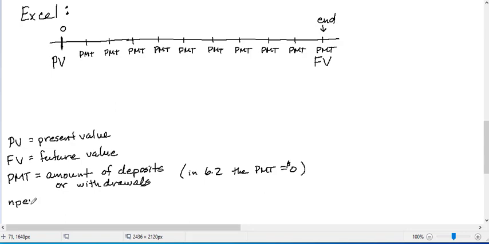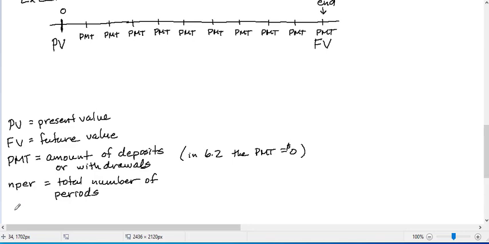Then we have an N per, which is the total number of periods, which is the same as saying the total number of payments that are made. So how many of these extra payments did we have, or how many arrows did we have advancing the money?